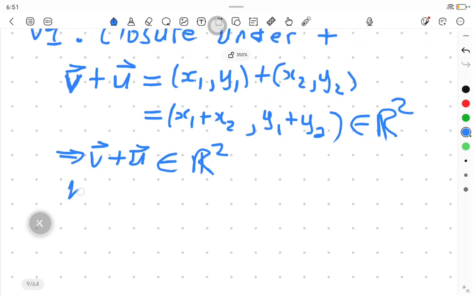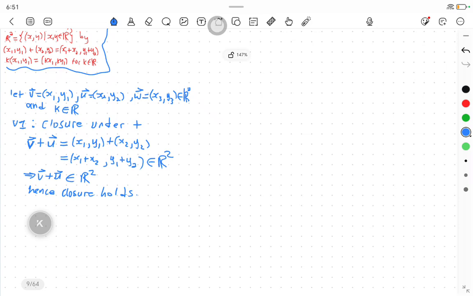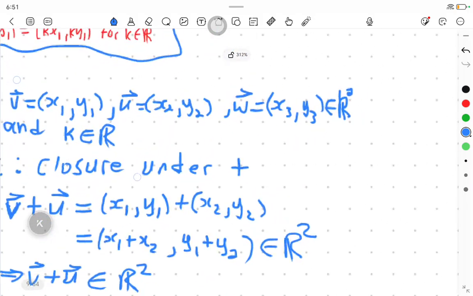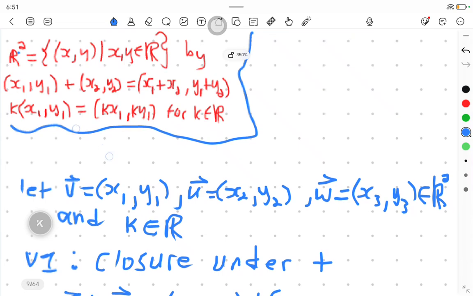Hence closure holds. So if closure was not holding, automatically this would not be a vector space. So since closure holds, we can now check the second one. Remember, first we can check this scalar. Usually if these are polynomials, you must check the scalar and see if it satisfies the condition. So since this is not a polynomial, even if we run to the last property, it will still be satisfied.